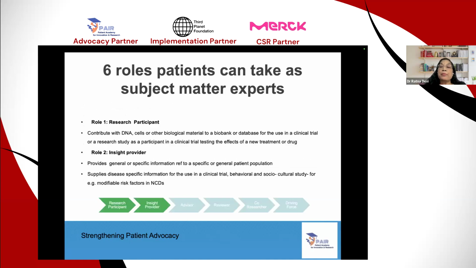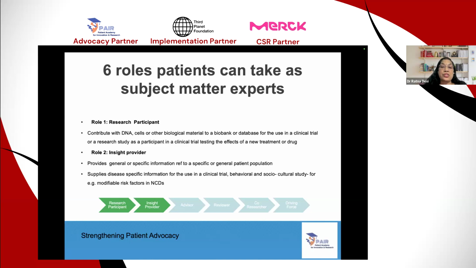So there are 6 roles that patients can take as subject matter experts. And if you see at the bottom of the screen, it is research participant. And the previous slide included the passive role of patients, where several agencies would reach out to them for data, and they would then provide that data without really being involved in designing the tools for that data or the subject for discussion. Then they can become insight providers, move on to advisors, reviewers, co-researchers, and the driving force for change.